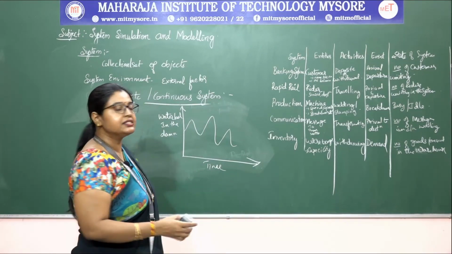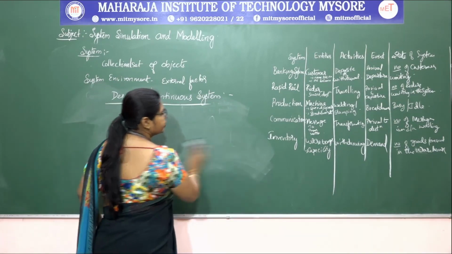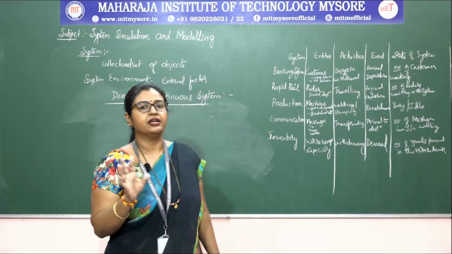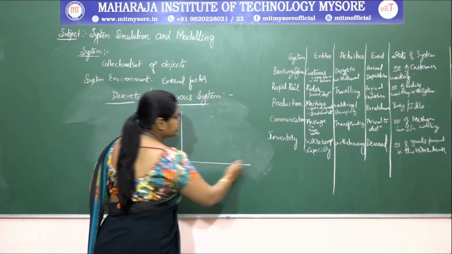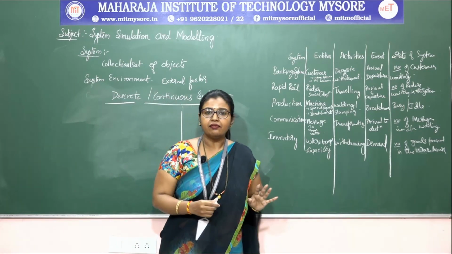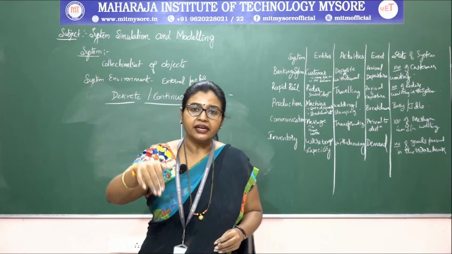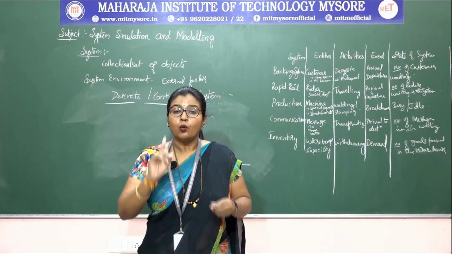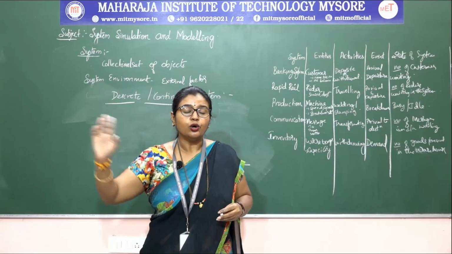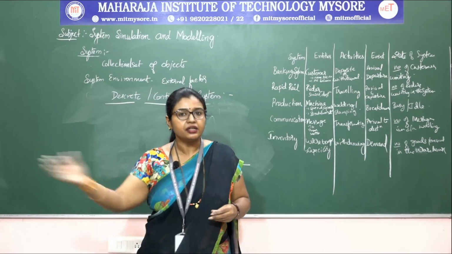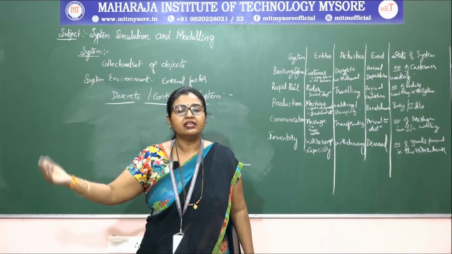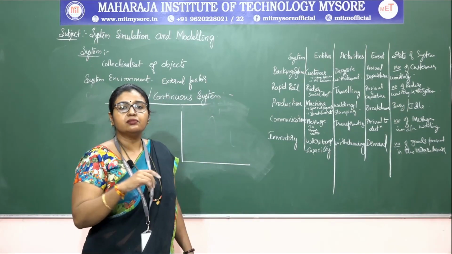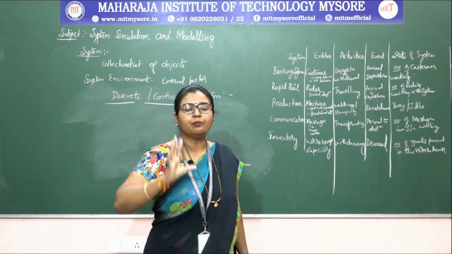And what about the discrete system? A discrete system is one where the state variables change at a discrete set of points. For example, in the banking system, when one customer enters the system, one more has been added. It is not continuous, right? Customers won't be coming continuously. Randomly, after some time, a customer may come into the system. That's why the system state may change at discrete points.